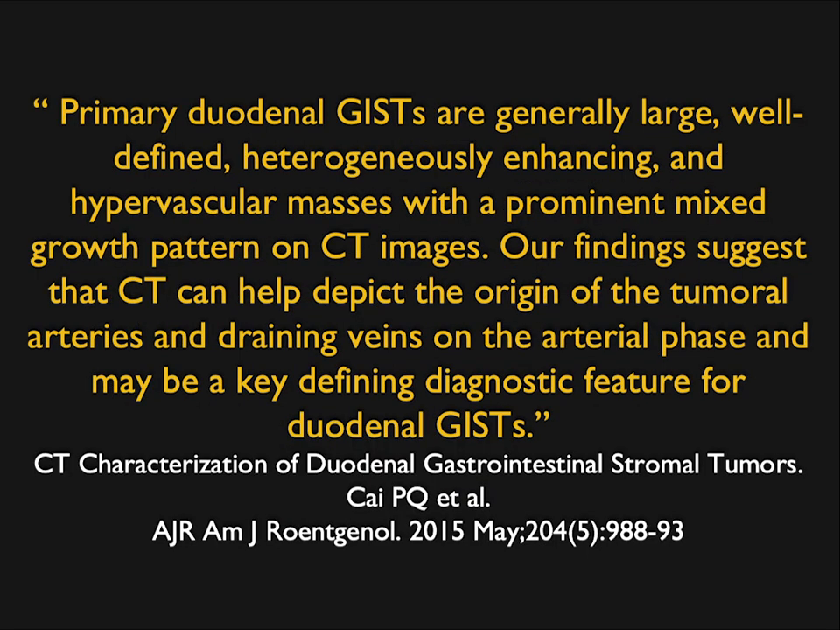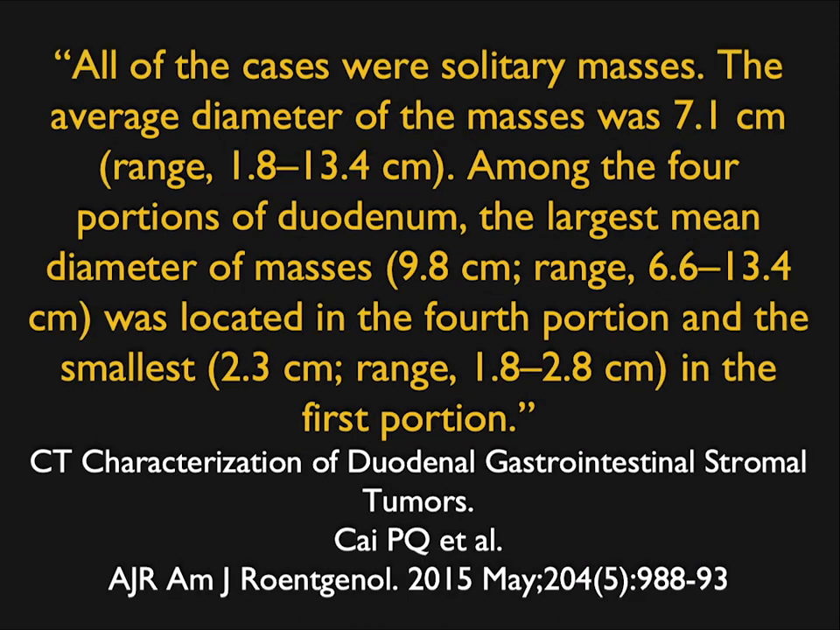And that article goes on to just reinforce primary duodenal GIST tumors are often large. And I showed you the last case that was large, but many of them are small. Again, the ones that are very vascular will tend to be smaller. In this series, all the cases with solitary masses, I will agree we typically don't see metastatic, or we don't see two primaries in patients with small bowel GIST tumor. And here's some of the statistics. The largest mean diameter of masses was in the duodenum.